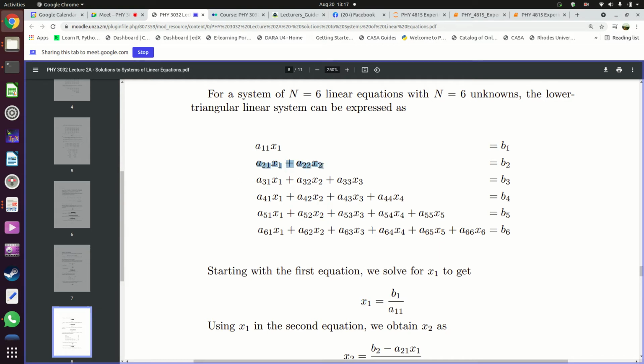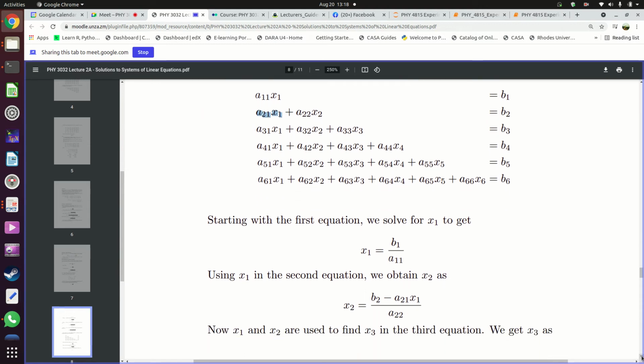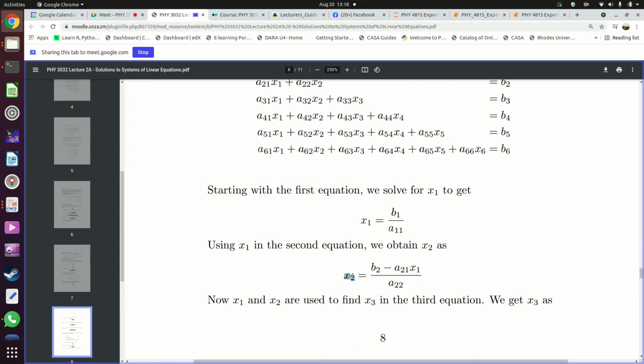You move on to the second row, the second equation, a21 x1 plus a22 x2 equals b2. We already have our x1. So what you're going to do is take this bit to the other side, so you end up with b2 minus a21 x1. Then you divide both sides by a22. So you end up with x2 equals b, with the same 2 as the x, and at the bottom you divide by the coefficient of x2, which is a22.